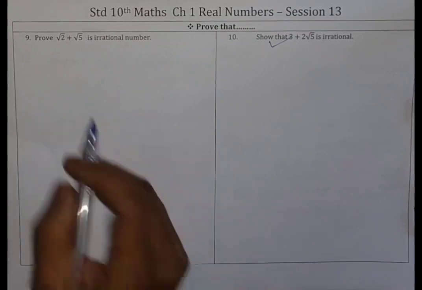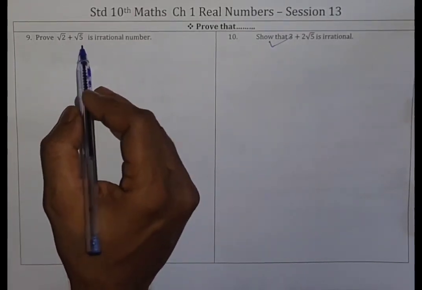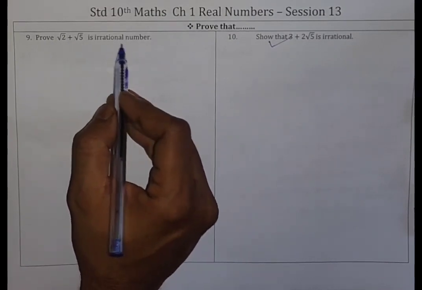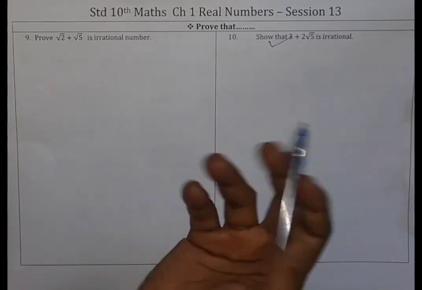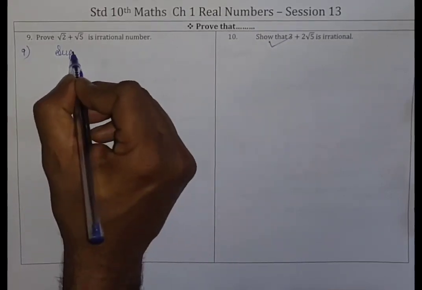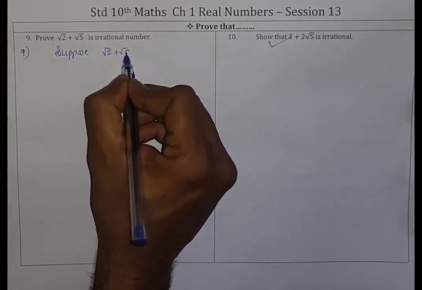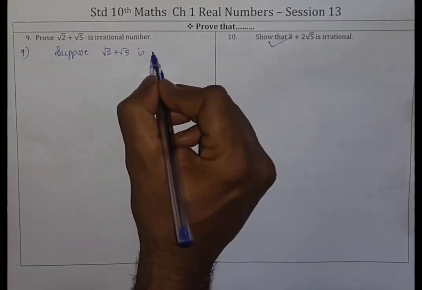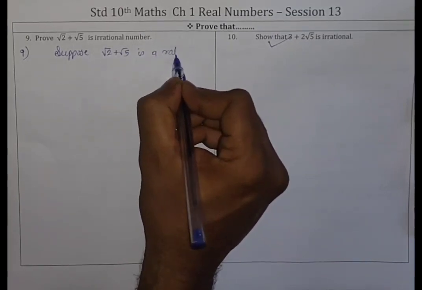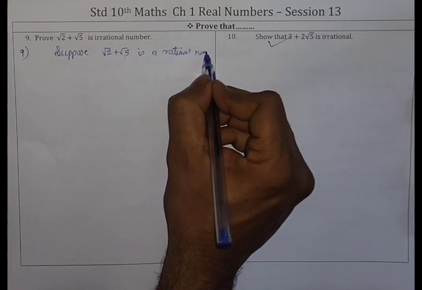Okay. Chaliye, next one. Prove that root 2 plus root 5 is irrational number. Bas, humko wo supposition karna hai. Suppose root 2 plus root 5 is a rational number. If I put that a, it will be rational number.